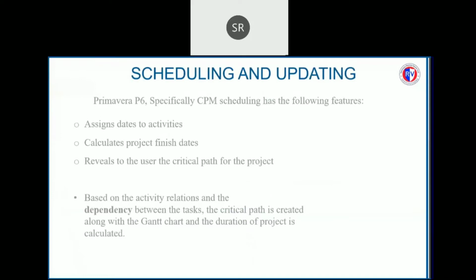Coming to the scheduling of project. After assigning activities and resources, it is our duty to schedule the project. It gives a proper relationship between the activities. Primavera specifically uses CPM scheduling, which has the following features such as assigning dates to activities, calculating project date finishes, and revealing critical parts of the projects. Based on the activity relations and dependency between the tasks, the critical path is created along the Gantt chart and duration of the project is calculated.